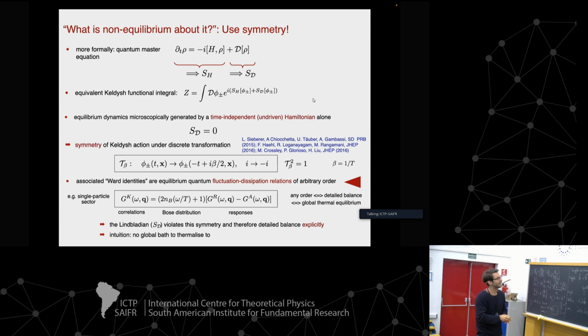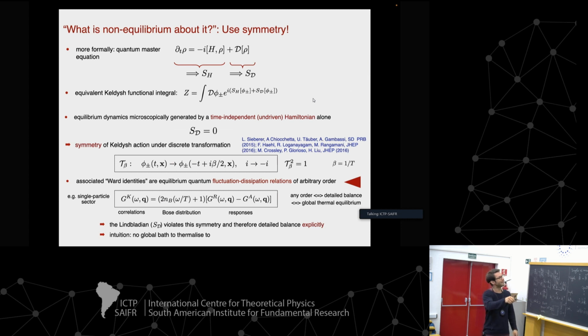So that's the statement. In one sentence, in the case where the evolution generator is just a time-independent Hamiltonian, we can find a special symmetry of the Keldysh action, and this symmetry has as implication these fluctuation dissipation relations of thermodynamic equilibrium. In this sense, we have found a symmetry behind the equilibrium state.